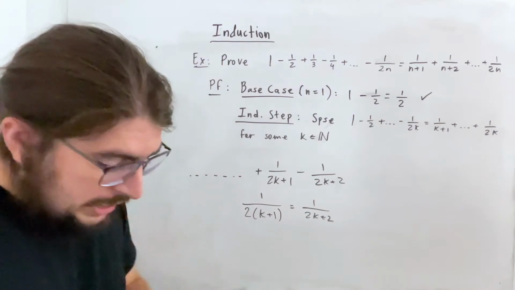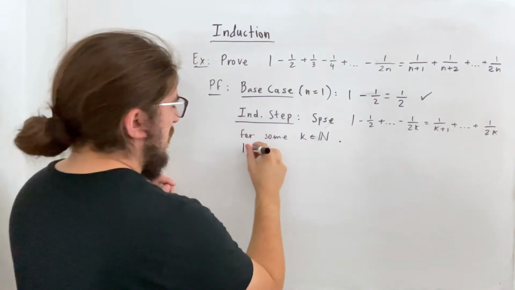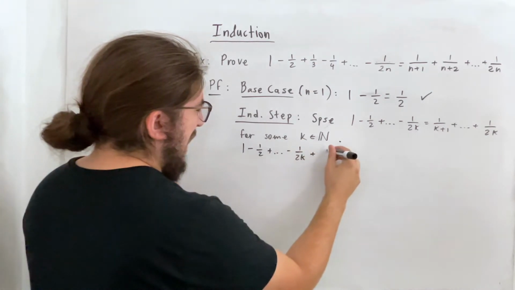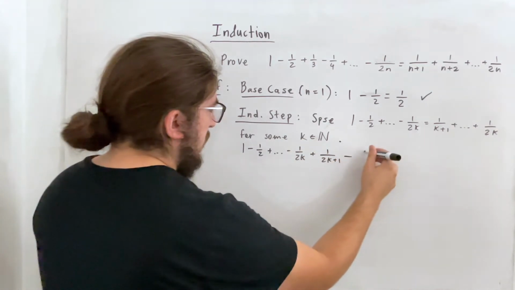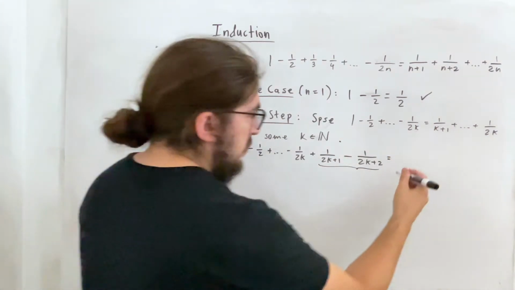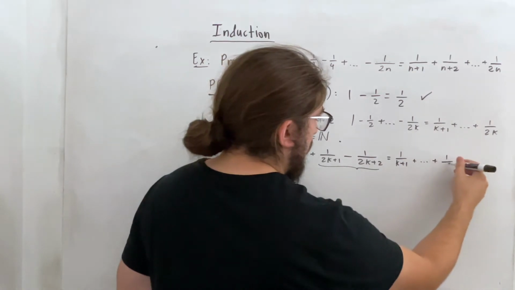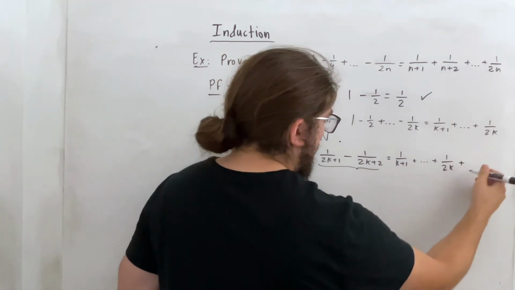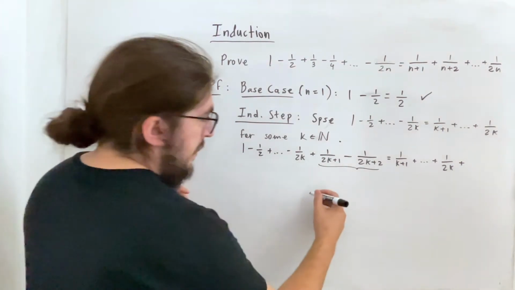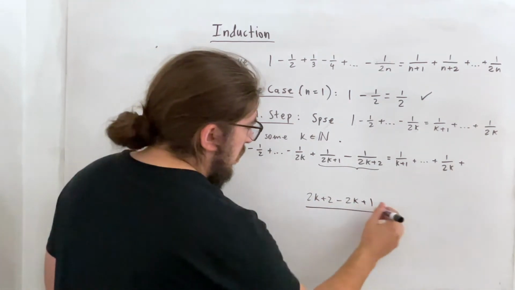Perfect. So let's actually write that more formally now. So we have this 1 minus 1/2 all the way up to negative 1 over 2k. And now we're going to add 1 over 2k plus 1 minus 1 over 2k plus 2. And we're going to add these 2 to that side as well. So we have 1 over k plus 1 all the way up to 1 over 2k. And then we're going to add this. But notice when you combine these into 1, what do you get? Well, you get 2k plus 2 minus 2k plus 1 all over the product.